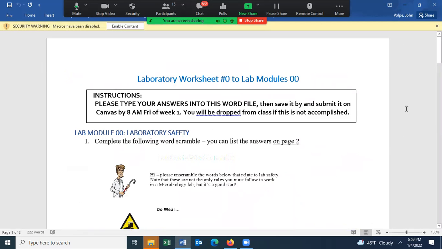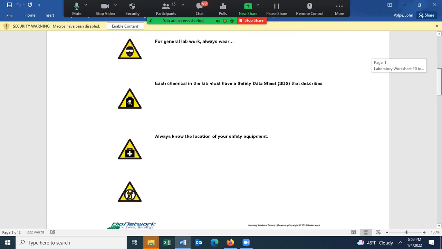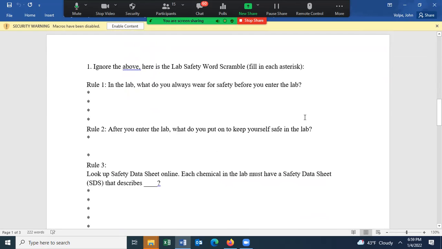And here it is. These do not show unless you print it out. So I'm going to tell you to skip those questions and go to the second page. Ignore the above. That means skip the first page. And then answer rule one in the lab.